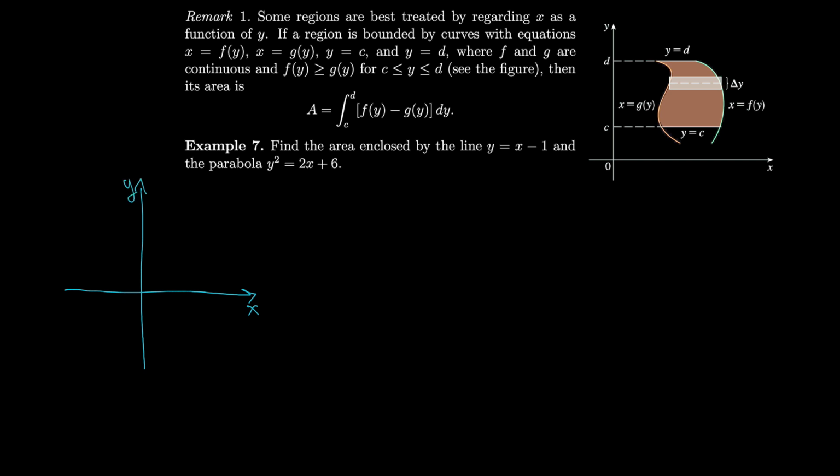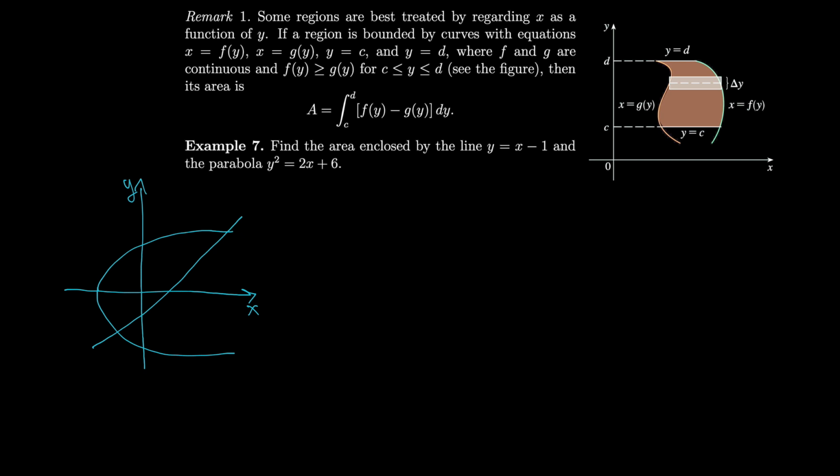If we want to find the area enclosed by the line y equals x minus 1 and the parabola y squared equals 2x plus 6, that's the same thing as drawing the parabola x equals half y squared minus 3. So let's draw that. Nice, x equals parabola. And then we can draw our line y equals x minus 1. Looks something like that.